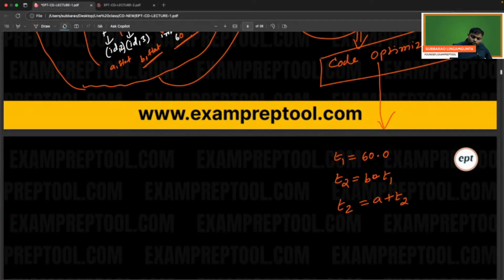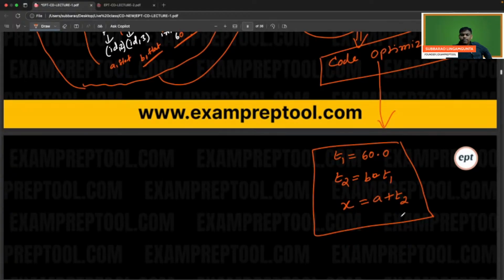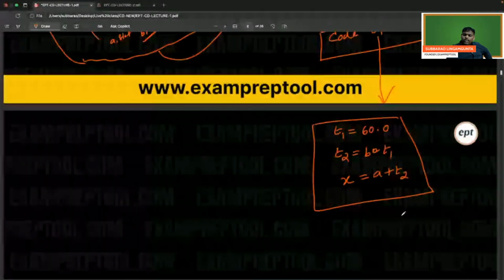A plus T2 previously going to T3, right? Lastly T3 going to X. Why don't you write directly X? If possibility there, compress. Why are you storing in T3? Finally, T3 going to X. Why are you doing unnecessarily? If possibility there, compress.